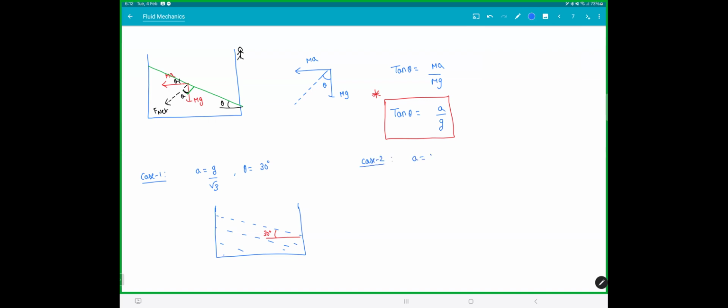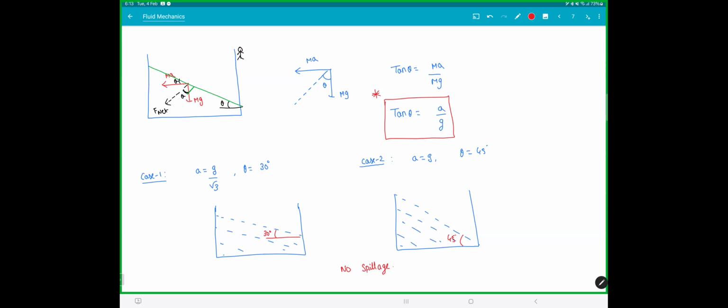Case 2, when A is equal to G, theta would be 45. This was a limiting case. Since it is a cubical container, exactly at 45, you will be on the verge of spilling out. Since you said half filled, this is also half filled. So in both these cases, there is no spillage. So if you exceed 45, now the liquid is going to spill.